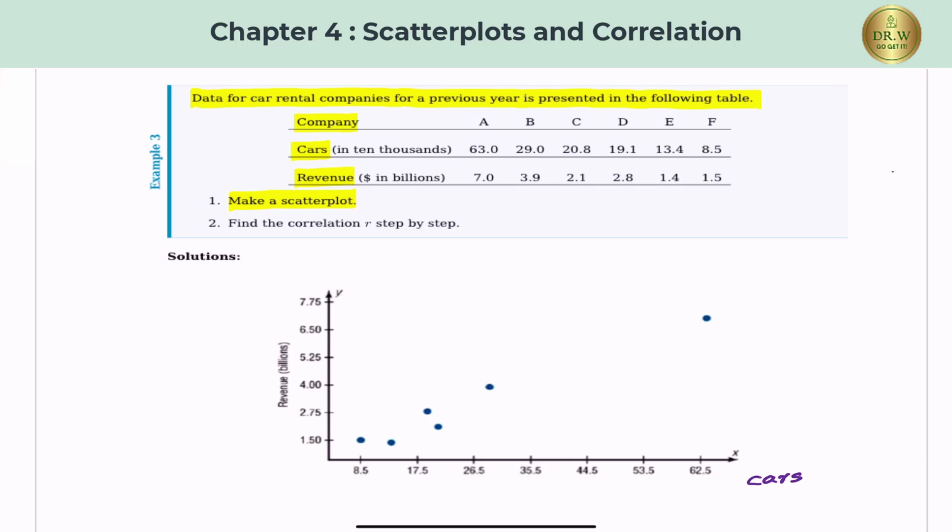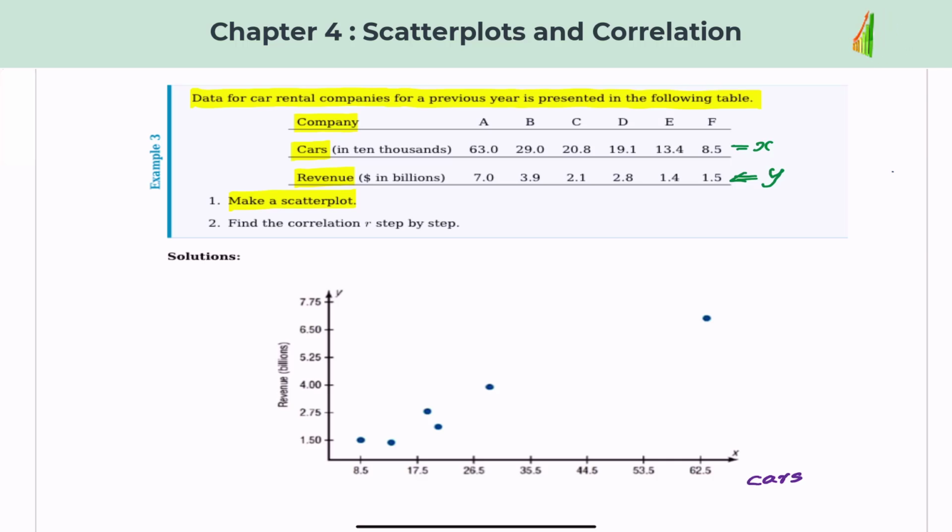First, we need to identify the dependent variable, also known as the response variable, and the explanatory variable, also called the independent variable. Revenue depends on the number of cars. Therefore, revenue is the dependent variable here. We use y. Then cars is the independent variable. We use x. Then we go to the xy coordinate system.